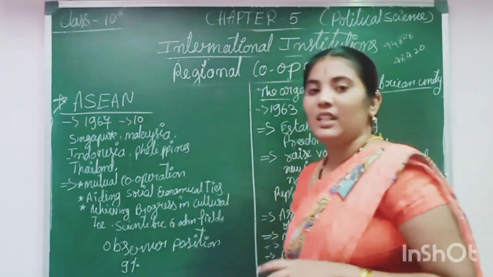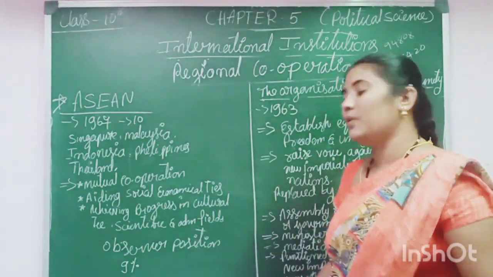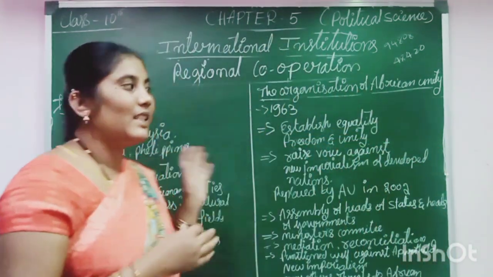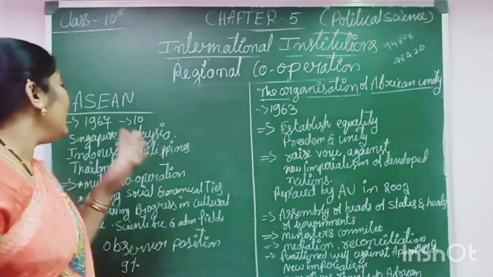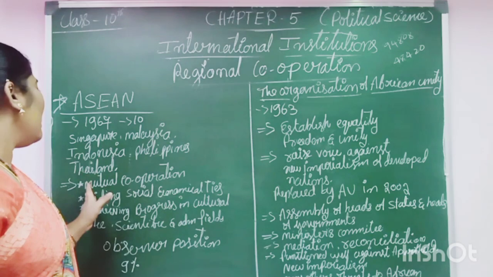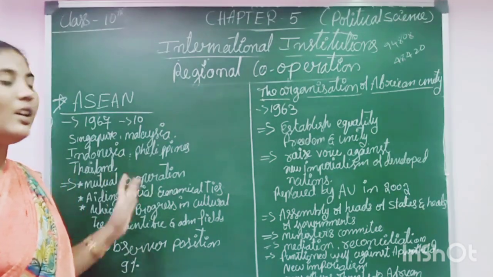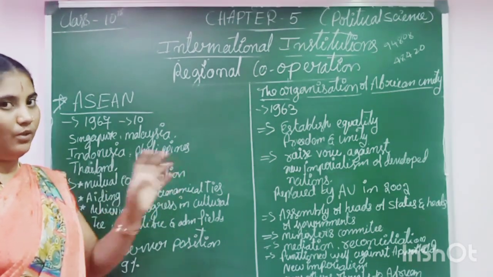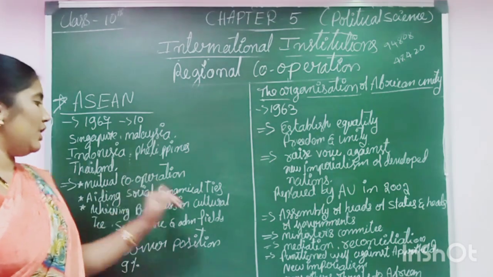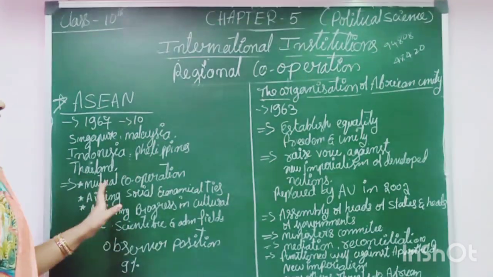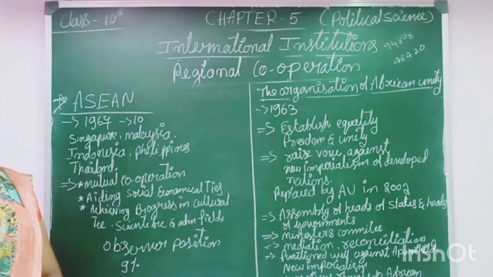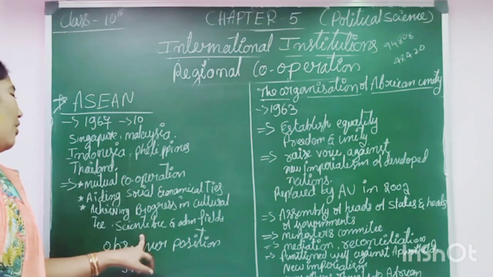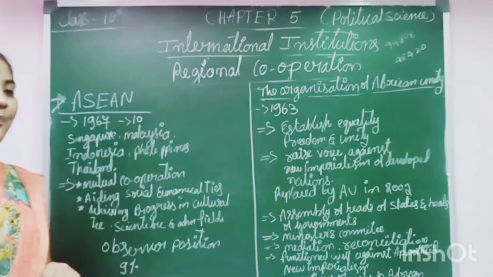India is only in the observer position. It is not a military organization. In the sense, it does not have its own military. Okay. Then its main aim is mutual cooperation. It wants mutual cooperation and aiding social economic ties. It provides some funds for social economic ties. And it wants to achieve progress in cultural ties and in the scientific and administration fields.